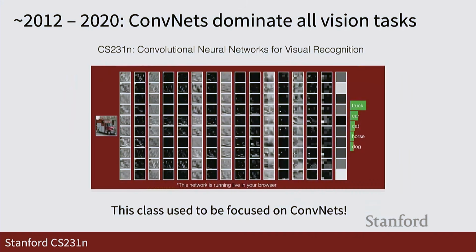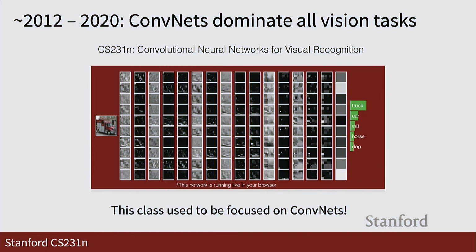So basically, convolutional networks were so important for this history of computer vision that the initial version of this class that we started way back in 2015 was actually called Convolutional Neural Networks for Visual Recognition. Because at the time, convolutional networks were basically synonymous with computer vision. And computer vision was basically the biggest field that was benefiting from deep learning at that time.